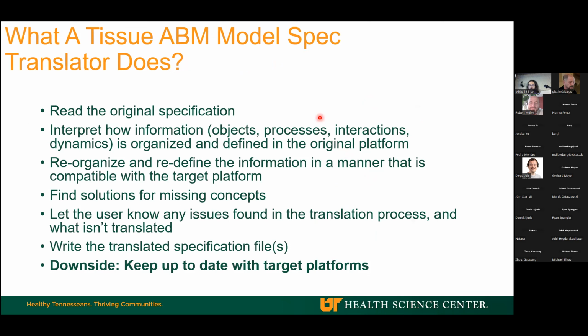So what the translator has to do is to read the original specification for PhysiCell, interpret it, reorganize it in a way that CompuCell understands, find solutions for missing concepts and other issues, let the user know of any problems, let the user know about things that they should pay attention to after the translation is done, and then write everything out to files. The main problem with a translator approach is that this is already out of date because PhysiCell had some updates that changed the configuration files.